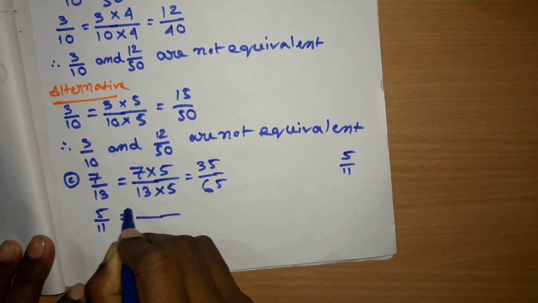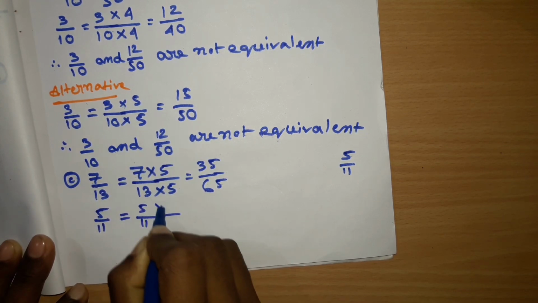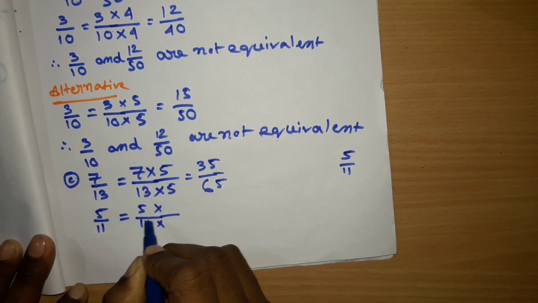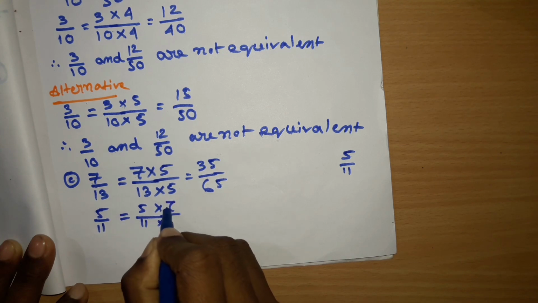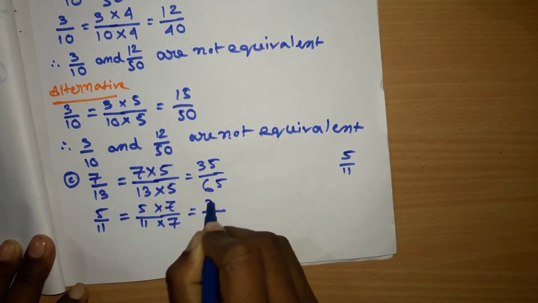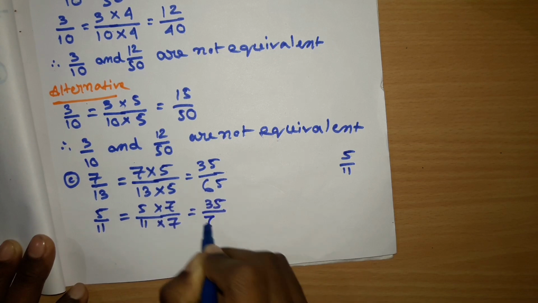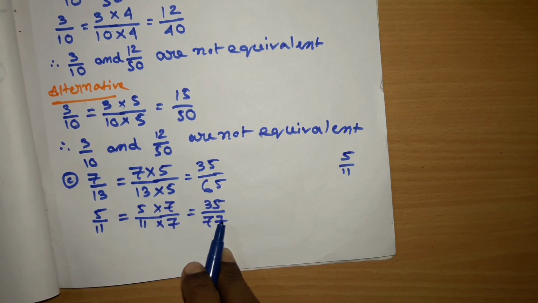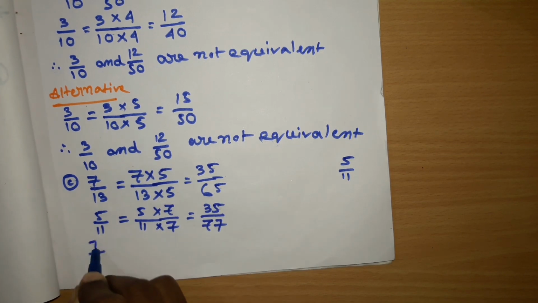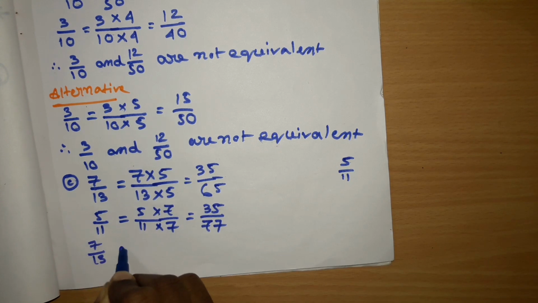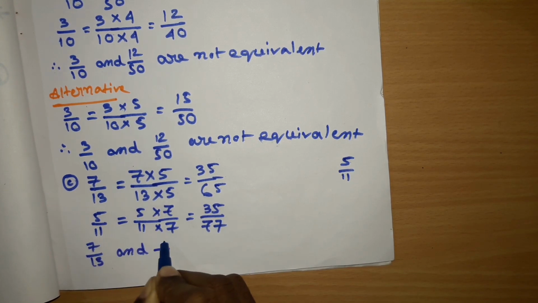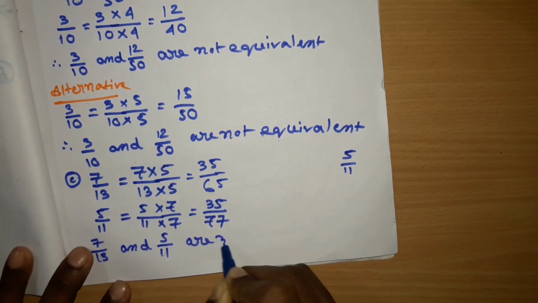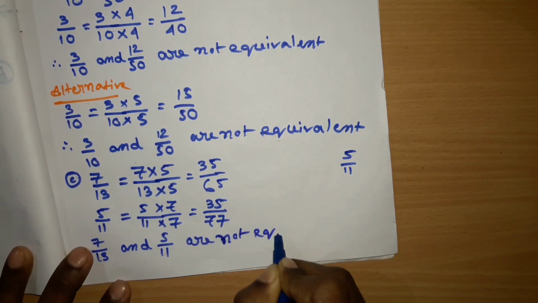Now 5 by 11, if I multiply both numerator and denominator by 7, what will happen? 35 and 7 11s are 77. Still both answers are not equal. That's why 7 by 13 and 5 by 11 are not equivalent.